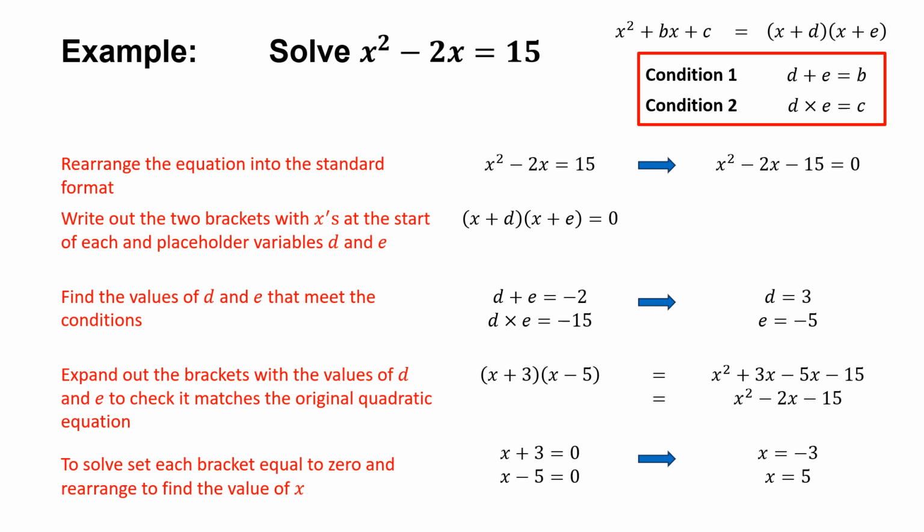And our last step: we've been asked to actually solve. So we need to work out what our values of x are such that the equation is equal to 0. First, for the first bracket, x plus 3, we set this to 0. This gives us that x equals minus 3 will solve this equation, since minus 3 plus 3 equals 0. On the second bracket, we have x minus 5 equals 0. To satisfy this condition, x must equal 5.